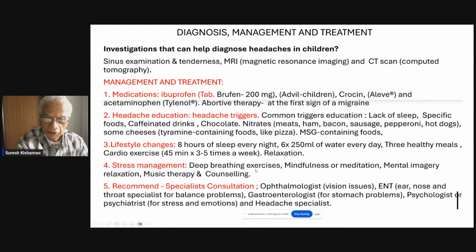So stress management, basically taking a breathing exercise, and then giving them some sports or music therapy.